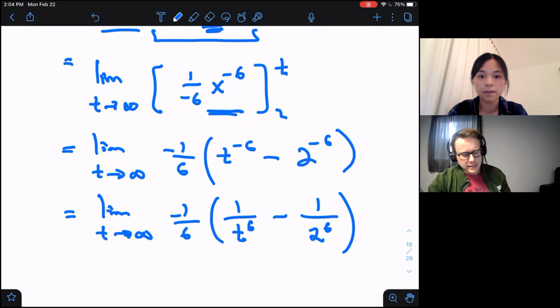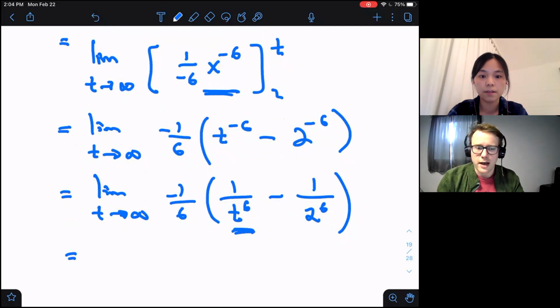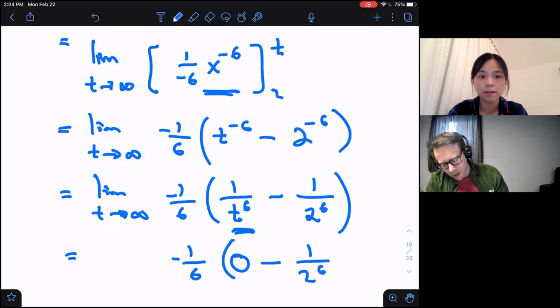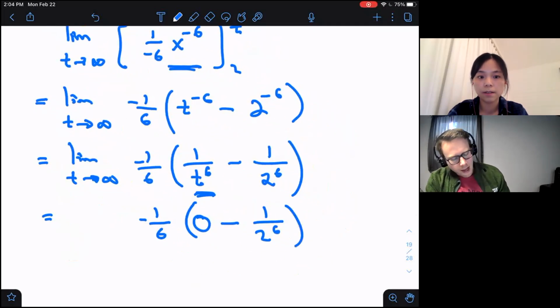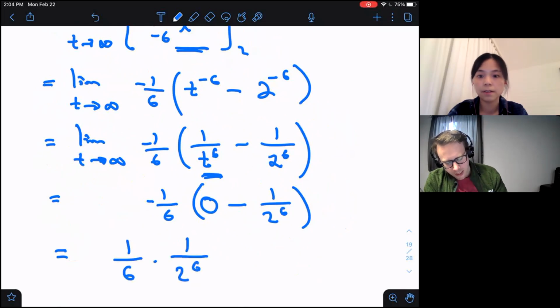Now we can see as t becomes very, very large, it's very clear that it's in the denominator now. So as t becomes very large, we get 1 divided by a very, very large number raised to the 6th power. So it's multiplying by itself many times. So 1 divided by an extremely large number is going to be going towards 0. And we're just going to be careful with all this. We have 2 negatives being multiplied together, so that's going to be a positive 1/6 times 1 over 2 to the 6th.